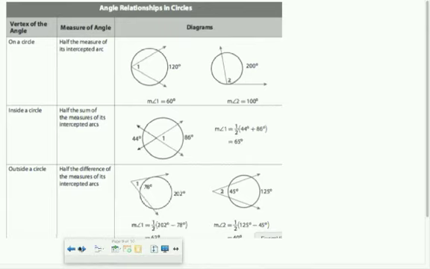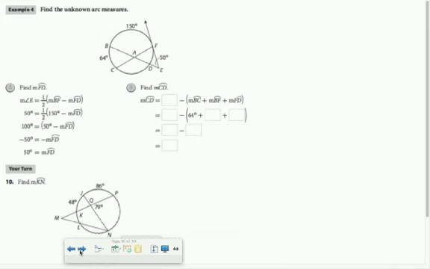So here we see the relationships between angles and their chords. If the vertex of the angle is on the circle, it's going to be half of the intercepted arc. If the vertex of the angle is inside, it'll be half the sum of its intercepted arcs. If the angle is formed outside, it will be half the difference of its intercepted arcs.